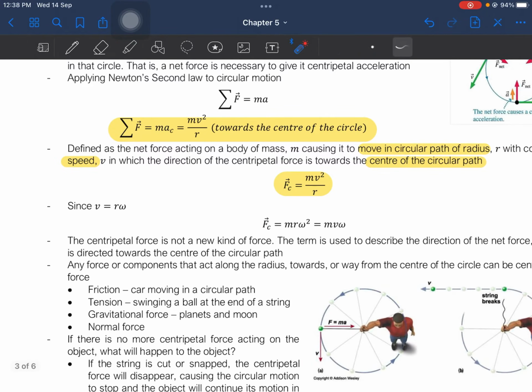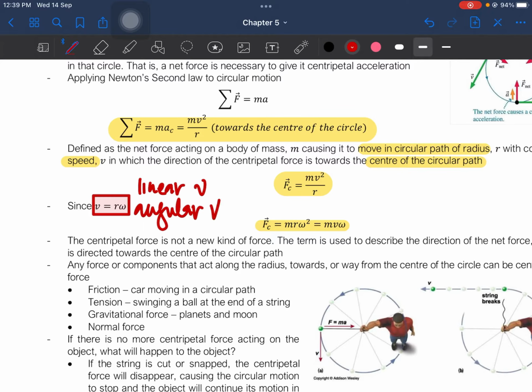Okay, so since we have the linear velocity equal to r omega, we can then write the centripetal force formula to be equal to this one shown here. This is the formula for linear velocity. This is the relationship between tangential velocity and angular velocity. So this is the linear velocity relationship with angular velocity. Okay, so that is the formula.